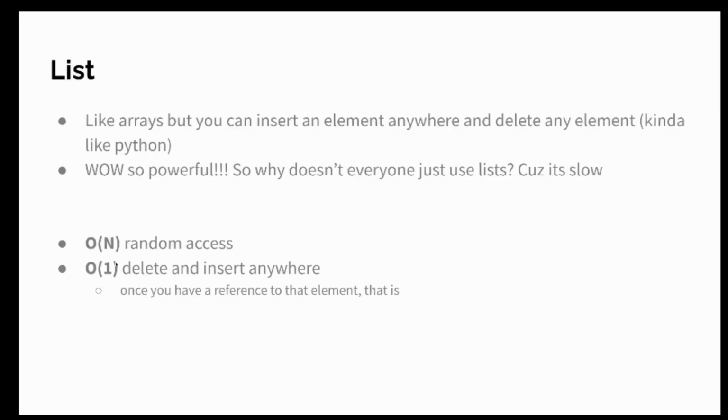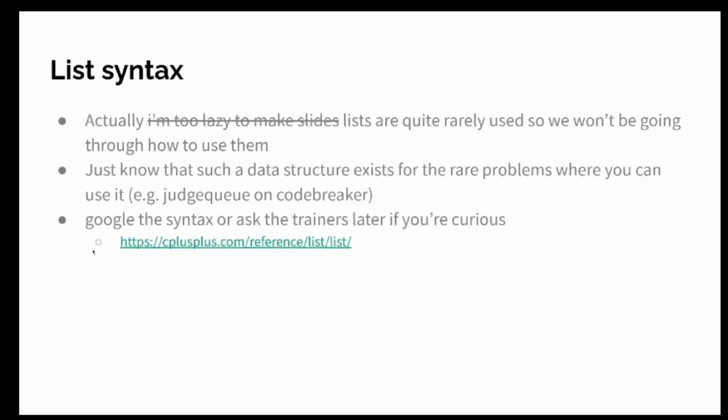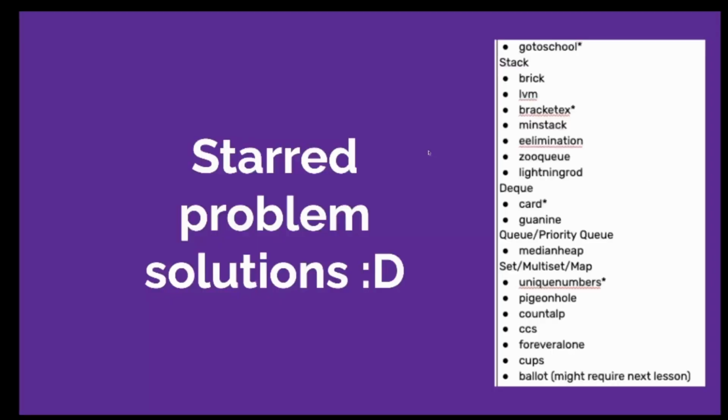And it would also take O(1) to delete and insert an element anywhere inside of the list, only if you have a reference to the element, meaning that you know exactly where the element is already. But if you had to know where the element was inside of the list before you can access it or delete it or insert it, then you probably won't be able to solve a lot of the competitive programming questions. So TLDR, a list is very slow and it kind of sucks, so don't use it. Okay. Yeah, we won't go through how to use a list.